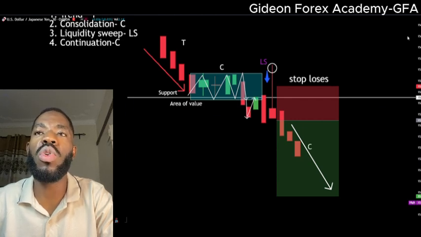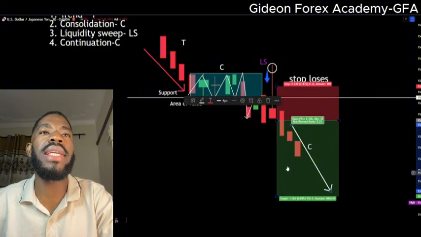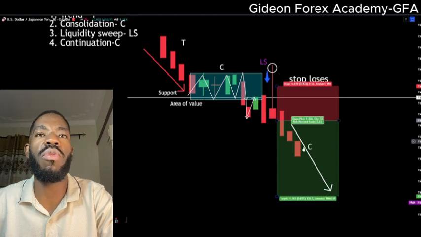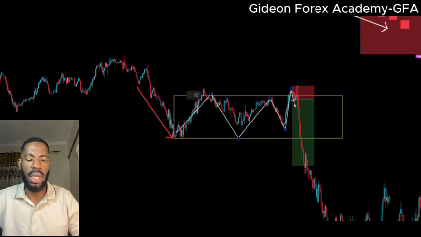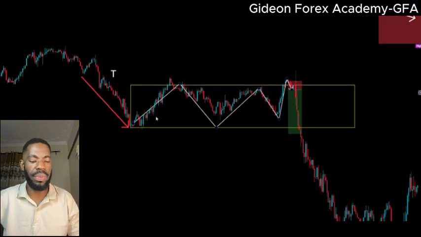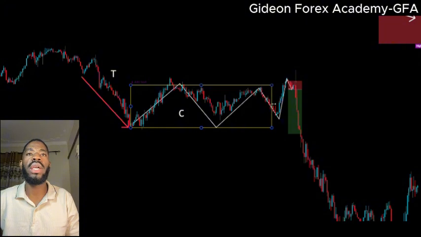So the smart trader would always wait for the continuation after the liquidity sweep to continue in the direction of the market previously. The trend, the T represents the trend. That would be the trend. The trend is downtrend, and then you have the consolidation. The consolidation right here. This whole box is a consolidation of the price.